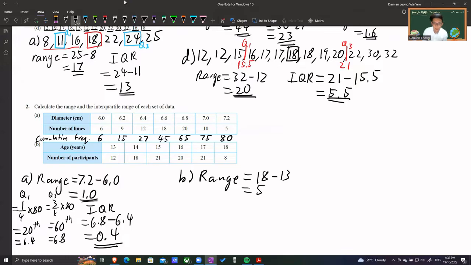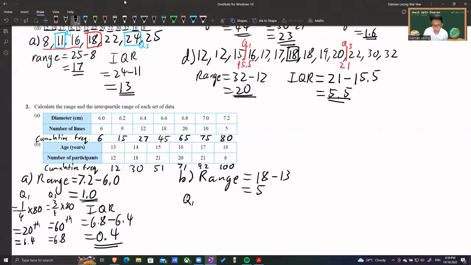Same goes for part B. I find the cumulative frequency. 12 at the next one, 12 plus 18, 30. 30 plus 21, 51. 51 plus 20, 71. 71 plus 21, 92. 92 plus 8, 100.